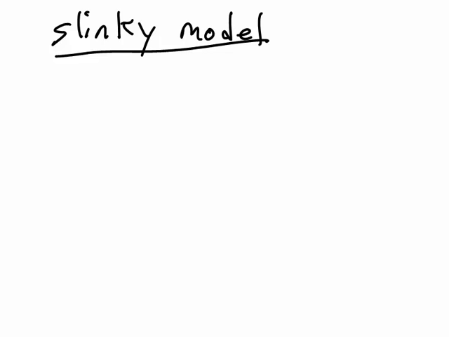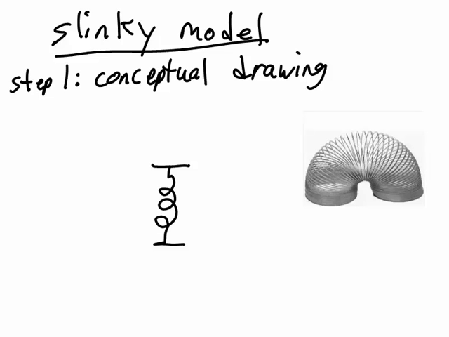The first step of the analytical modeling process is to draw a conceptual drawing of the system. In this case, our system appears to be super simple. It is just a spring with a top and a bottom. But we have to be careful about the simplifications and assumptions that we are making as we go. The Slinky isn't really just a spring, because the conceptual idea of a spring that I've drawn here has only spring effects. It doesn't have any mass or any damping.